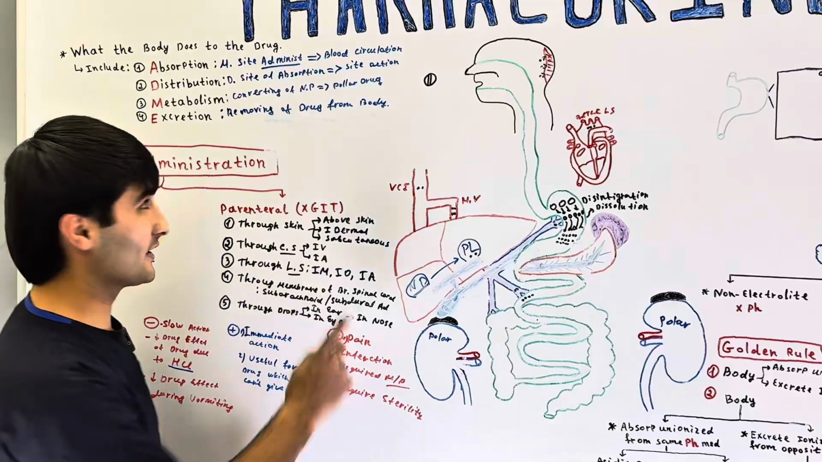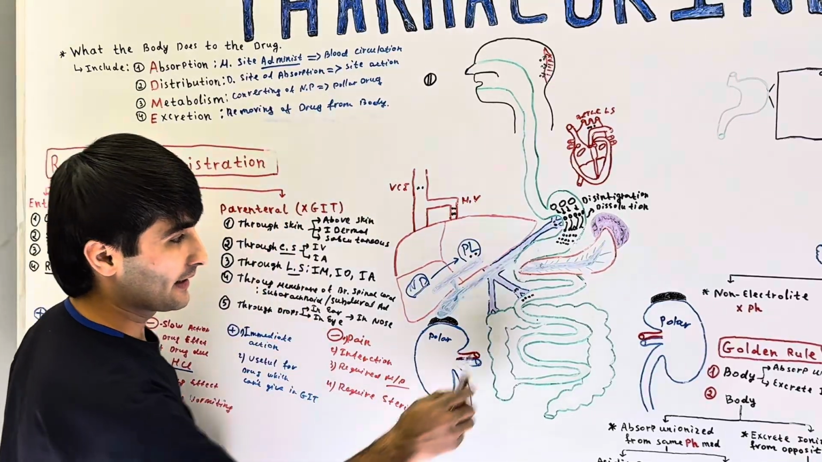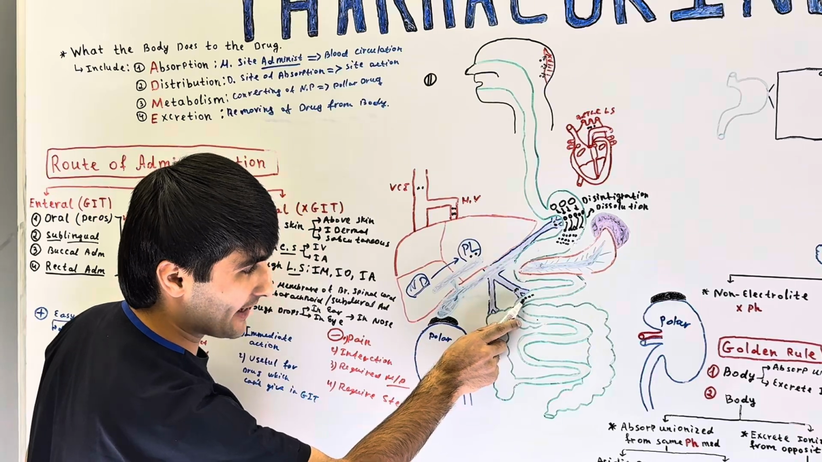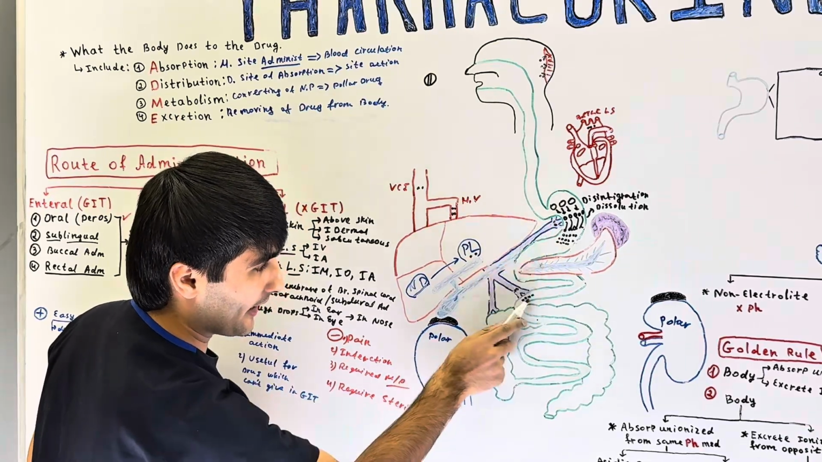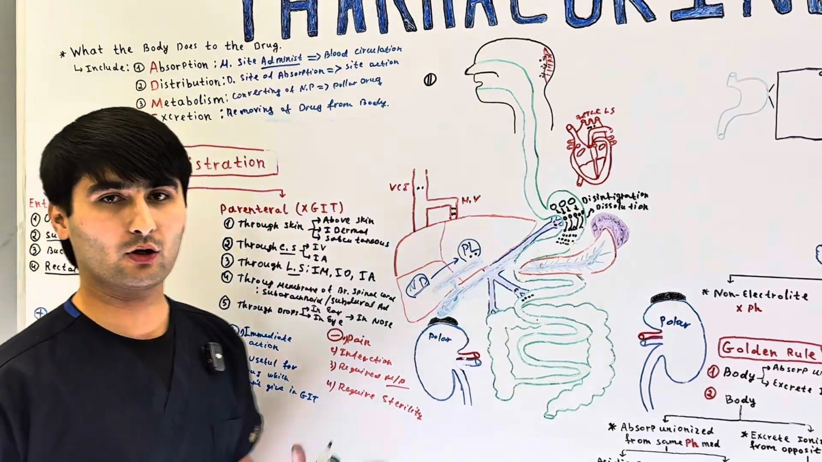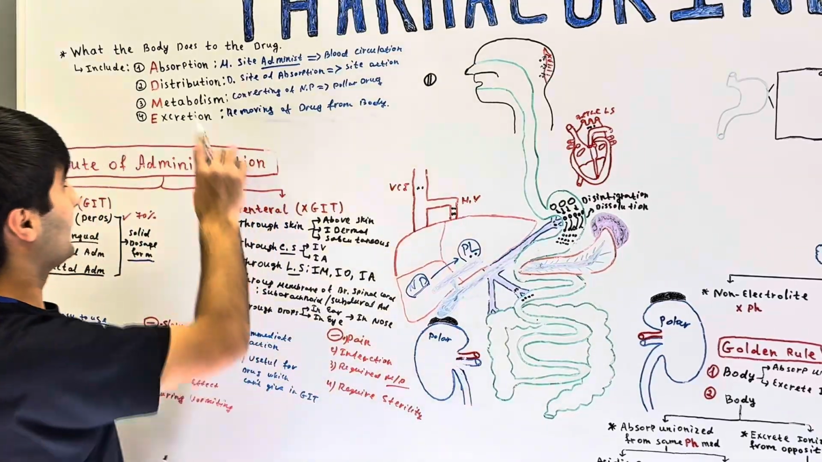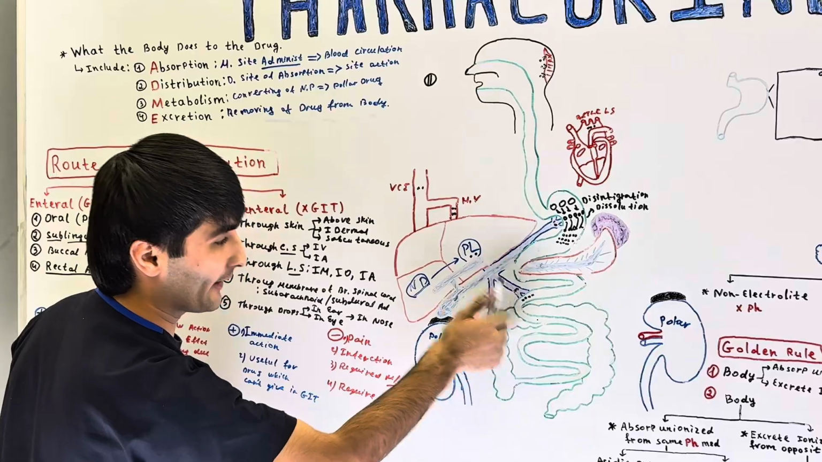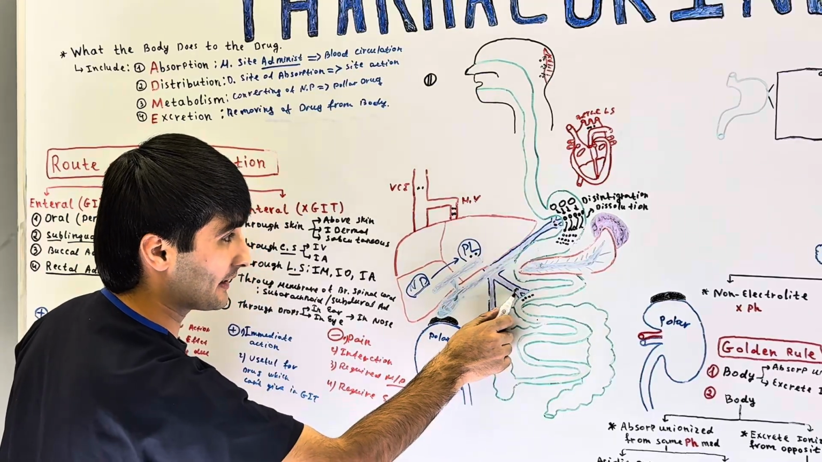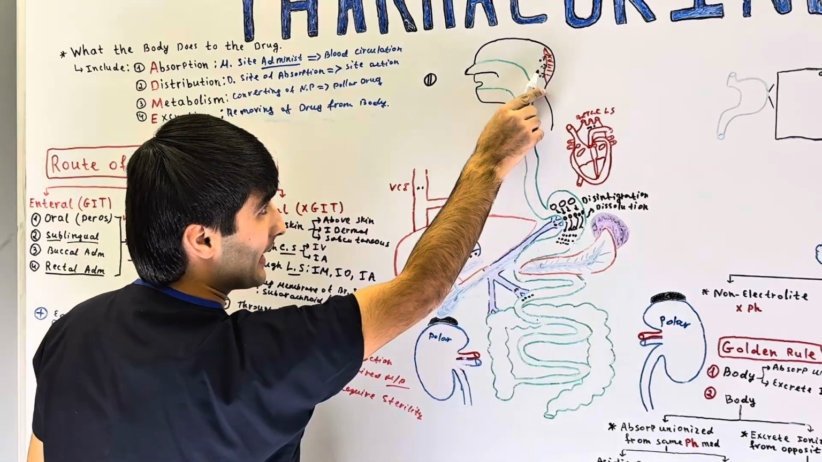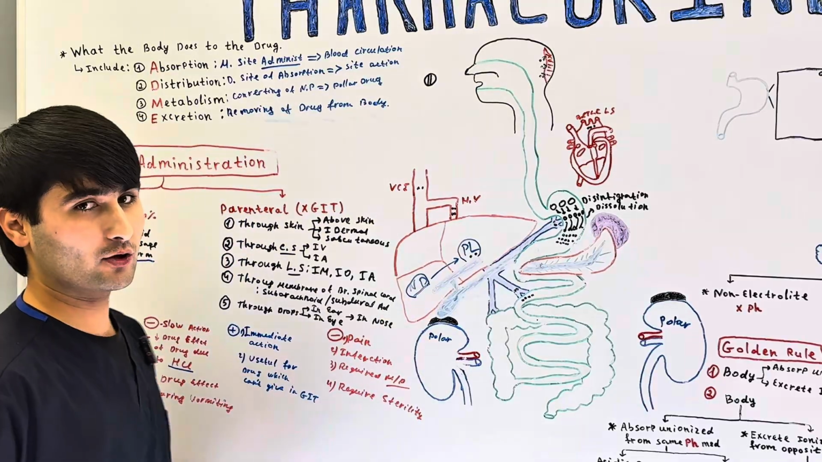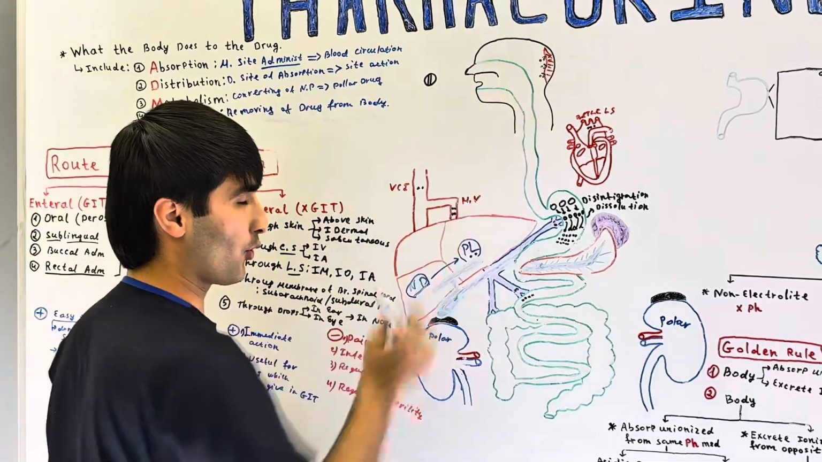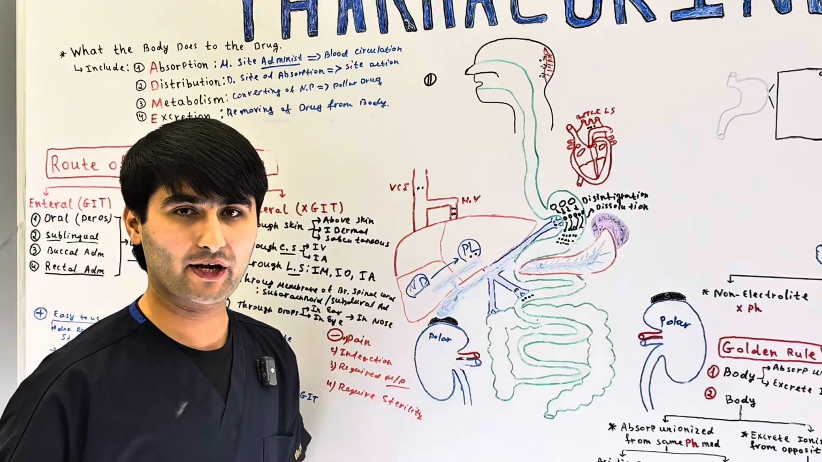The first was absorption. What was absorption? The movement of the drug from here to here, from the site of administration to the blood circulation. This process is called absorption. The second one is distribution. Distribution is what? The delivery or movement of the drug from the site of absorption to the site of action. This process is called distribution.